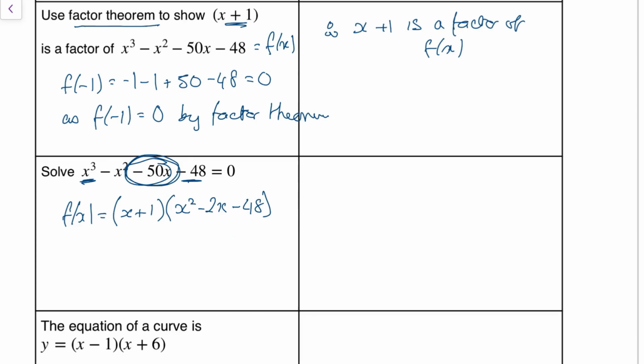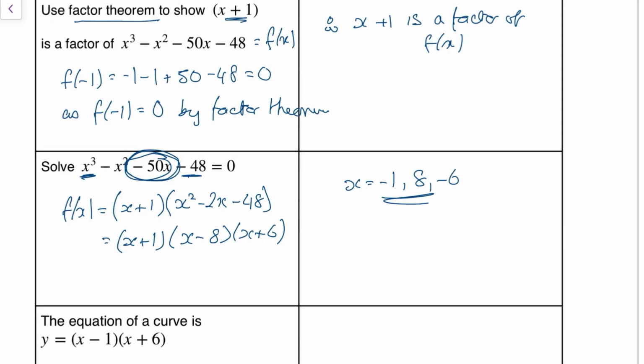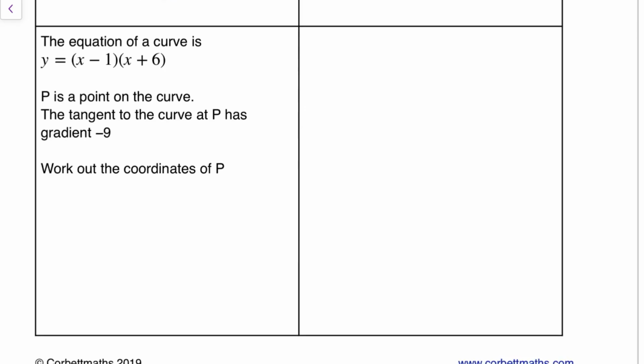Now, still not done because it says solve. So if I continue to factorize, that's going to be x plus 1 times, well, that's 6 and 8, isn't it? So it's going to be x minus 8, x plus 6. Which means the answer to solve is x is equal to minus 1, 8 or minus 6. And that is it. Question done. Good question, that one. I like that question.